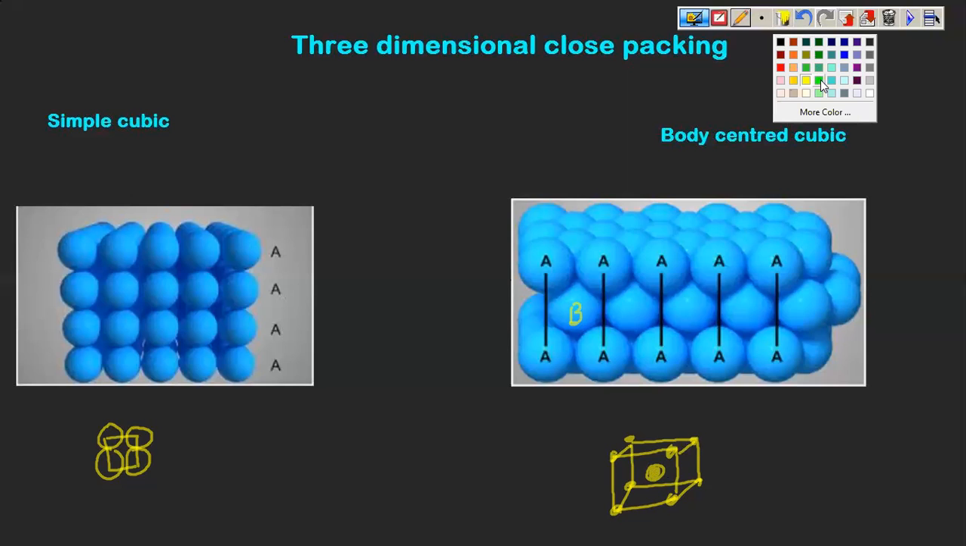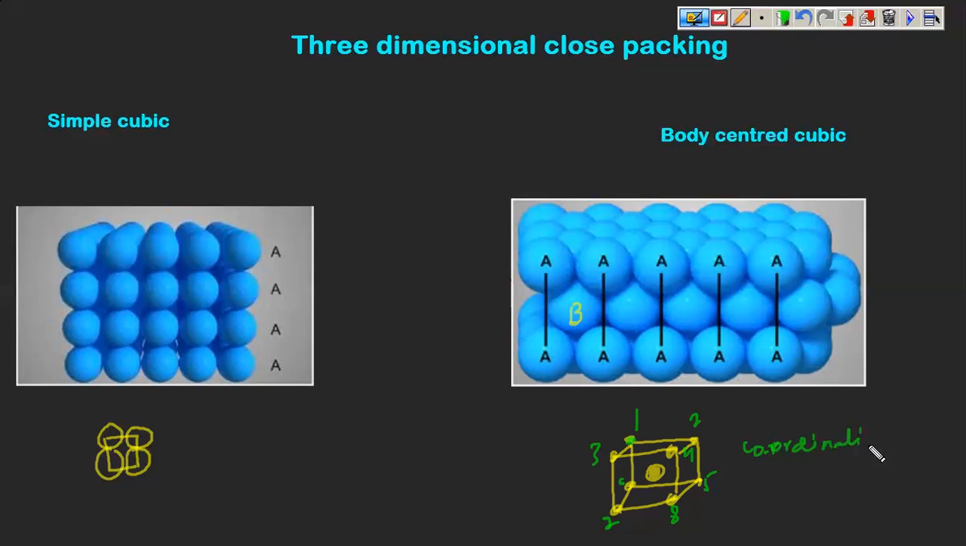The coordination number here is 8, because if we consider this particle present in the center, it touches 1, 2, 3, 4, 5, 6, 7, 8. Here the coordination number is 6. How? It is a 6 coordination number.